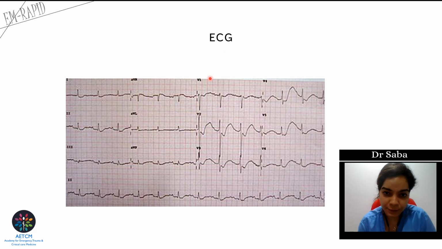So this is an image of an ECG of a patient with hypokalemia. As we see, there is a prolonged PR interval, there is prolonged QTc, there is flattening of T waves and presence of U waves. So this is an ECG of a patient with hypokalemia.